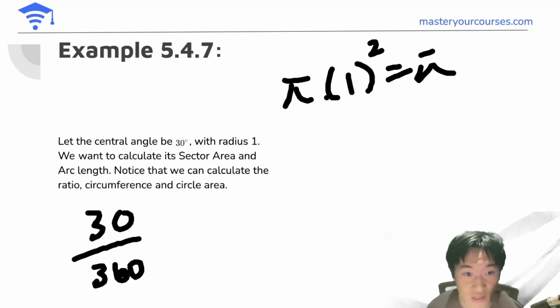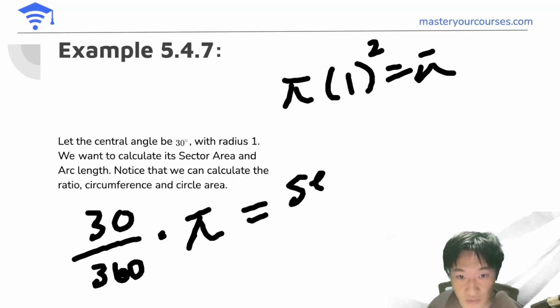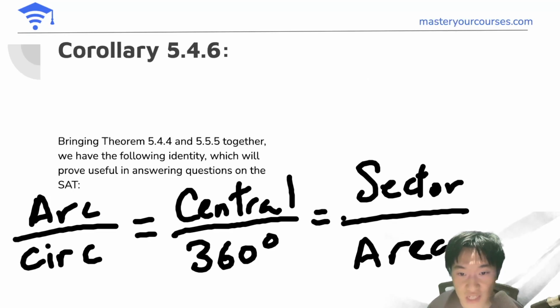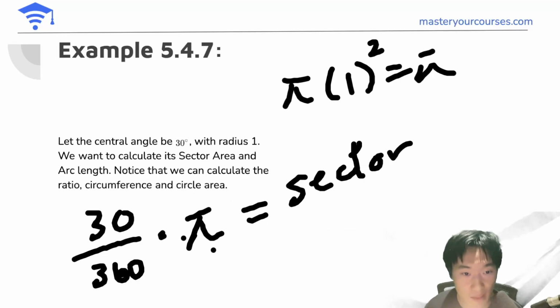So if you just multiply this ratio by pi, this is equal to the sector area. You can verify this by looking at the equation from prior. If you take the area and multiply it on both sides of this equation, area times the central angle over 360 degrees is the sector area. That's exactly what we have here. Done.